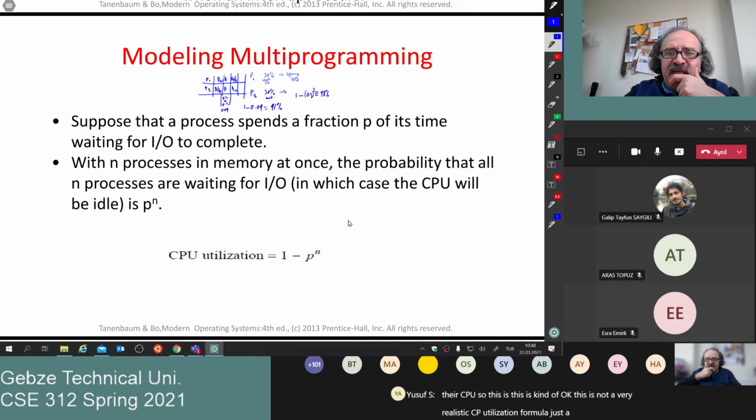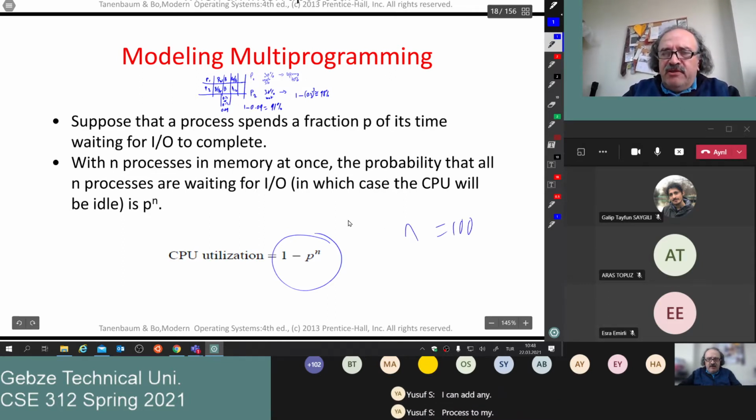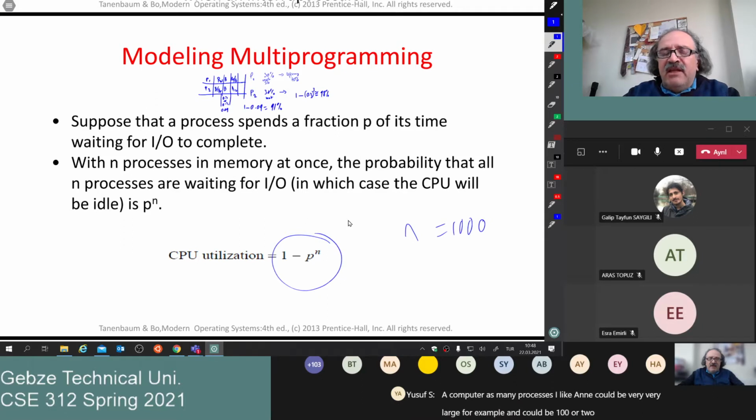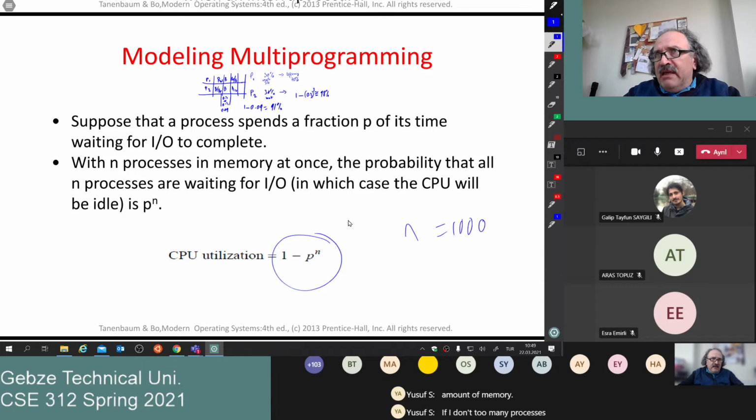But this one assumes that I can add as many processes to my computer as I like. N could be very, very large. For example, N could be 100 or 200 or 1000, right? But this cannot happen. Why? Because I have a limited amount of memory. If I try to run too many processes at the same time, then I will run out of memory, and that will not be good.